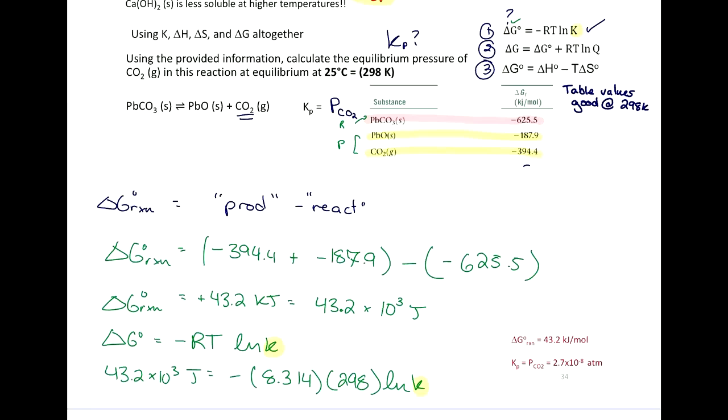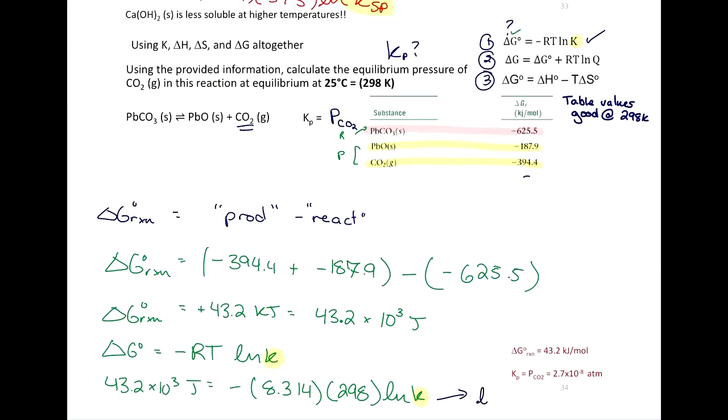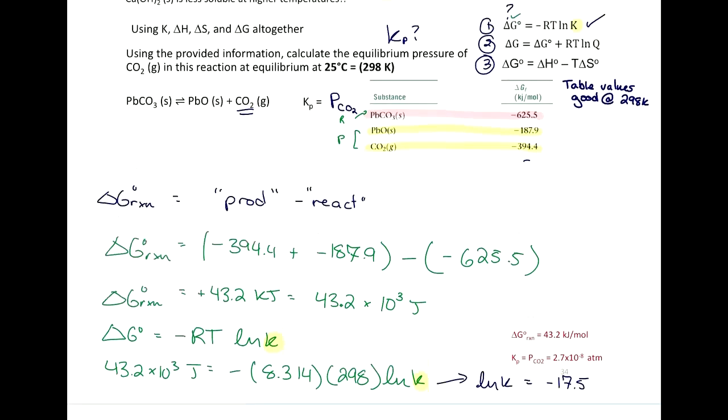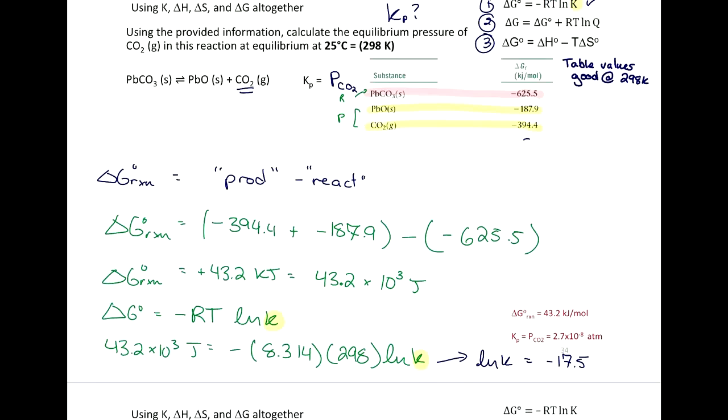So 43.3 times 10 to the 3 divided by 8.314 divided by 298. So I get that the natural log of K is equal to negative 17.5-ish. And so to isolate the K, we just take e to both sides, and then we get K. So we see that K is a very small number here. It's e to a negative large number. So our equilibrium constant is equal to something times 10 to the negative 8.